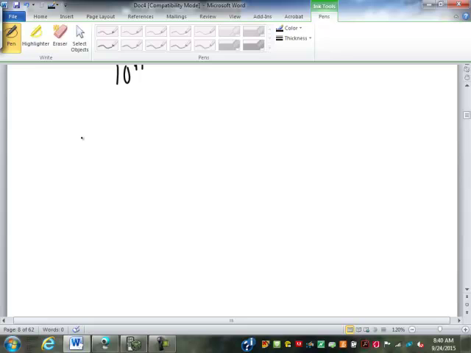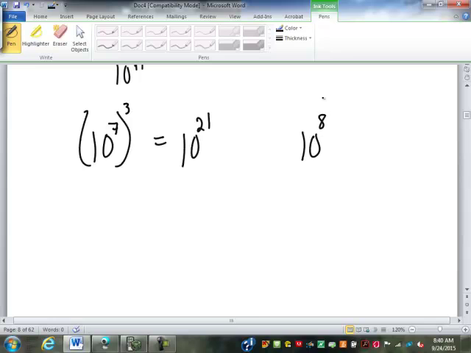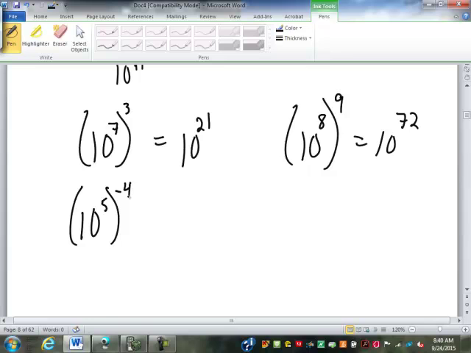How about when we had 10 to the 7th to the 3rd power? When we're taking an exponent to another power, what do we do with those powers? Multiply them. This is 10 to the 21st. 7 times 3 is 21. So 10 to the 8th to the power of 9 is going to be 10 to the 72. Good. How about 10 to the 5th to the power of negative 4? 10 to the negative 20. Good.